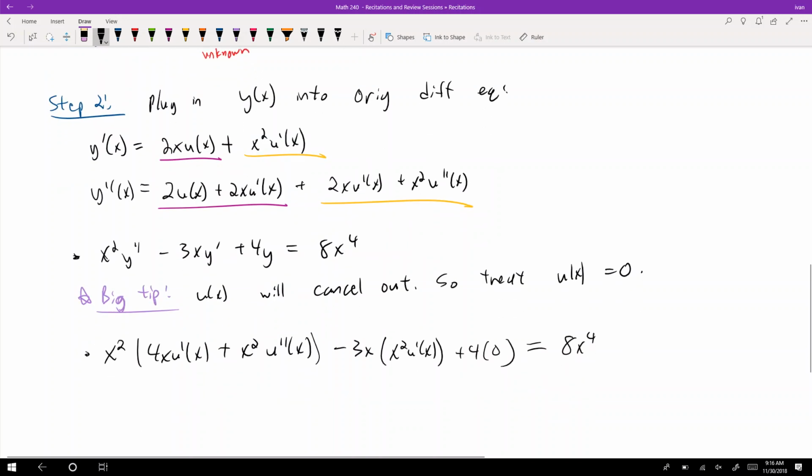Okay, I'm going to make a little bit of a notation change here. I'm going to drop the of x's. So we're just going to have a u prime, u double prime without those parentheses. So now, what is this? This is 4x cubed u prime plus x to the fourth u double prime minus 3x squared u prime is equal to 8x to the fourth. So here's a notation change. u prime is really like u prime of x.